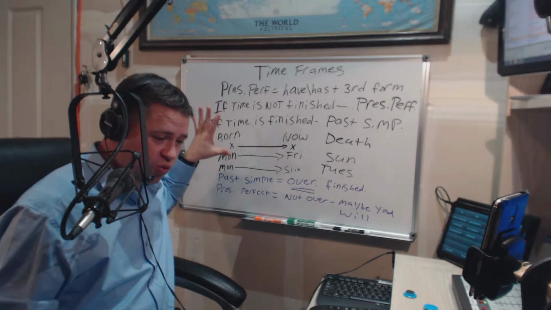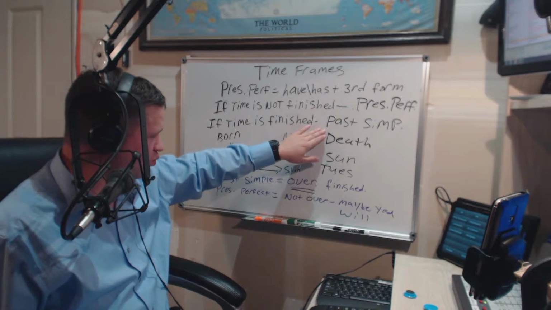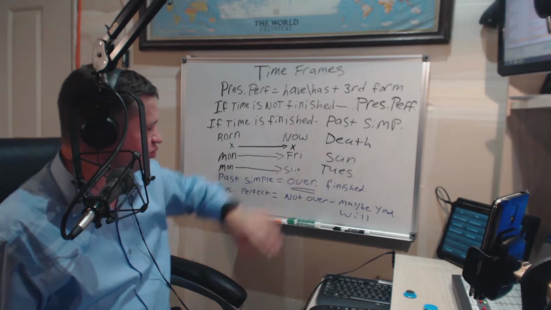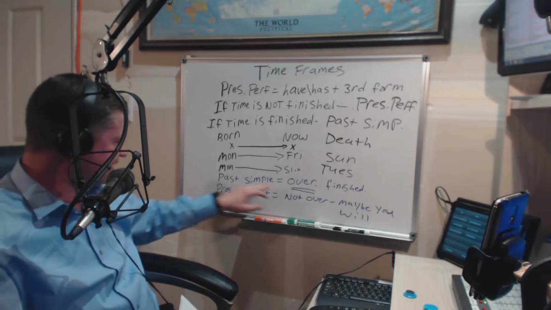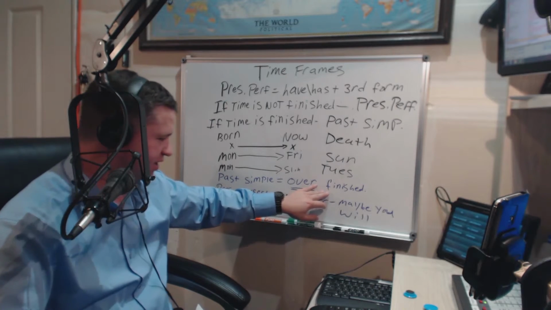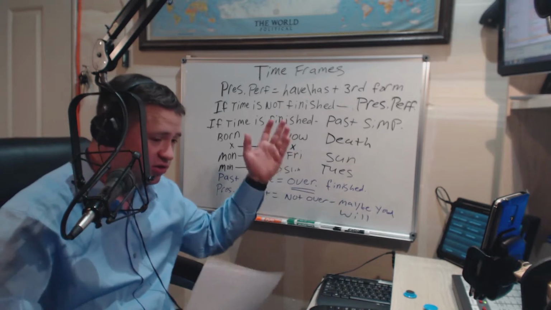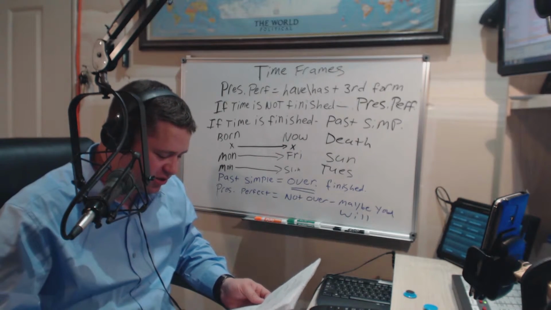Okay? So if you can just identify what the time period is, you're going to be able to choose which form, be it past simple or present perfect, you'll be able to choose which one is going to be appropriate. All right, and I've written down here, past simple, it's over, it's finished. Present perfect, it's not over. Maybe you will do that, or maybe you will do it again. Even if you won't, you have the possibility to.